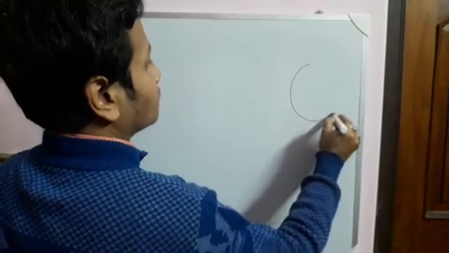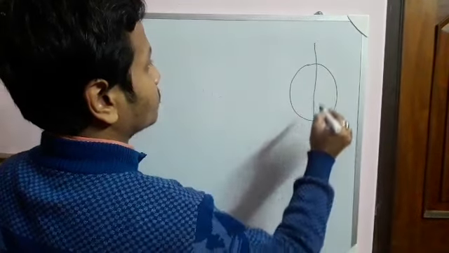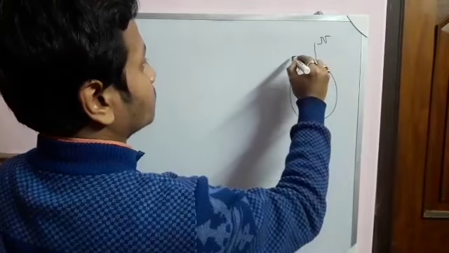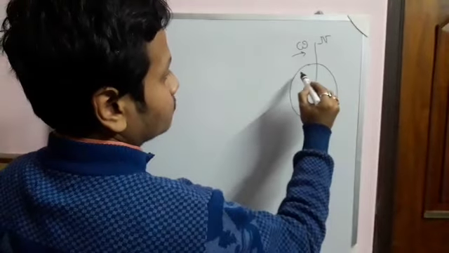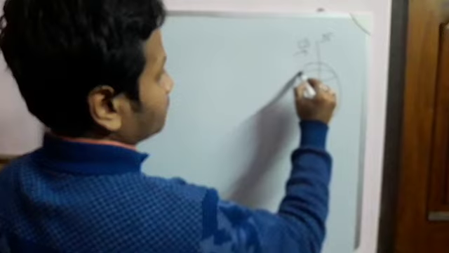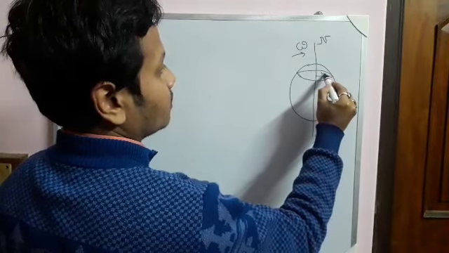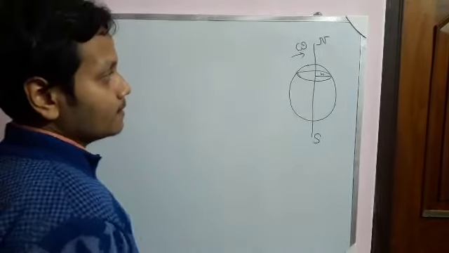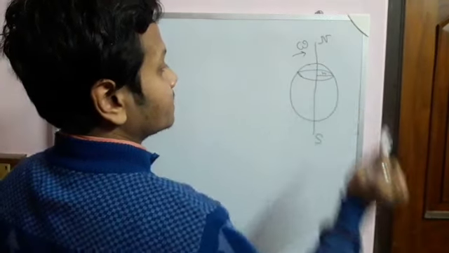Suppose this is Earth. The Earth is rotating about the N-S poles. This is the N pole, that is the S pole, with angular velocity omega. Now this is the orbit of Earth's rotation. This is the radius of the orbit, which we call small r.